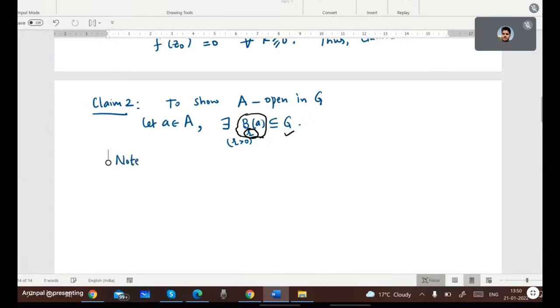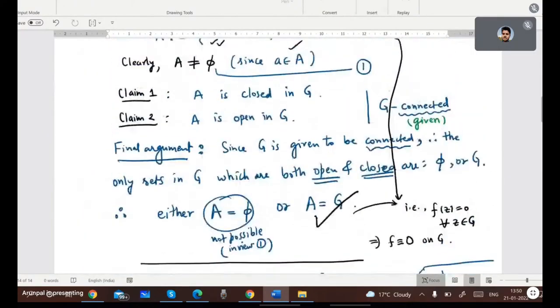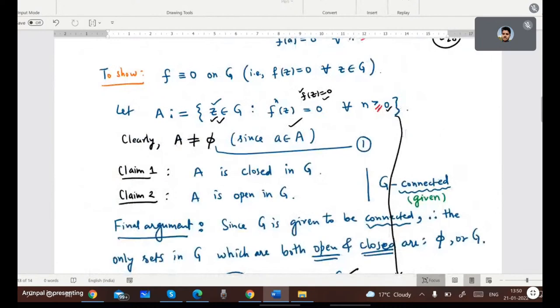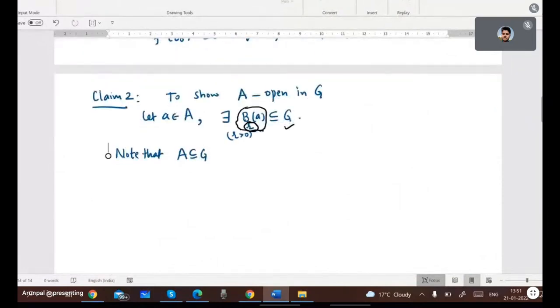Class, note that A is contained in G, yes or no? Because A is nothing but the collection of elements from G satisfying a certain property. So certainly this will come out to be a subset of G, yes or no? Basic set theory. Good. Thus, the small a which I have taken in capital A is also in G as well.